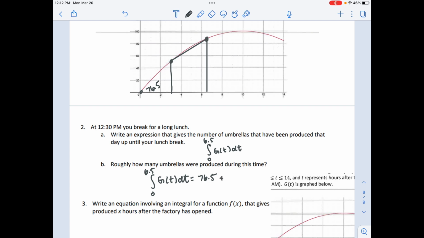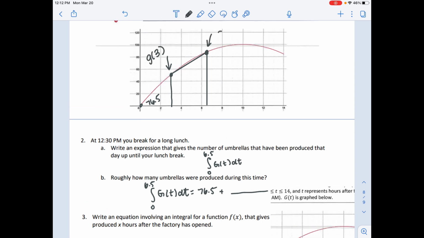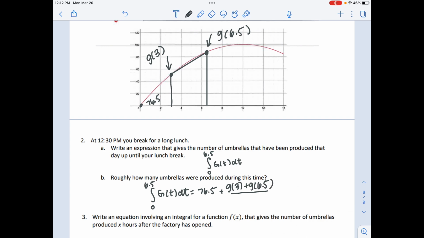So the trapezoid area is base 1 plus base 2, divided by 2, times the height. So this is going to be g of 3. That's what would represent that height. And this would be g of 6.5. I'll actually plug these into my equation in a second. Okay, I'm going to divide that by 2, and then my height is just the area from 3 to 6.5. So that's 3.5.